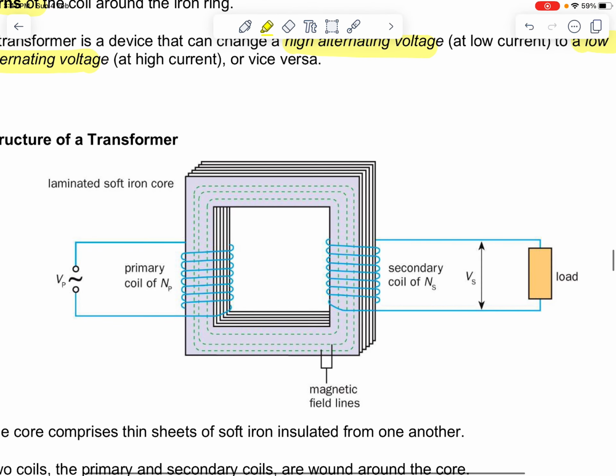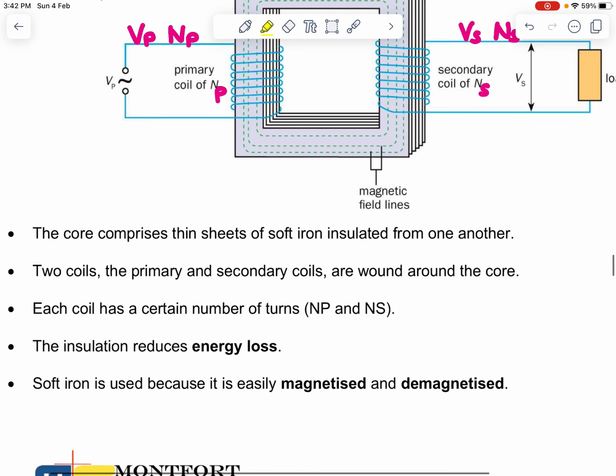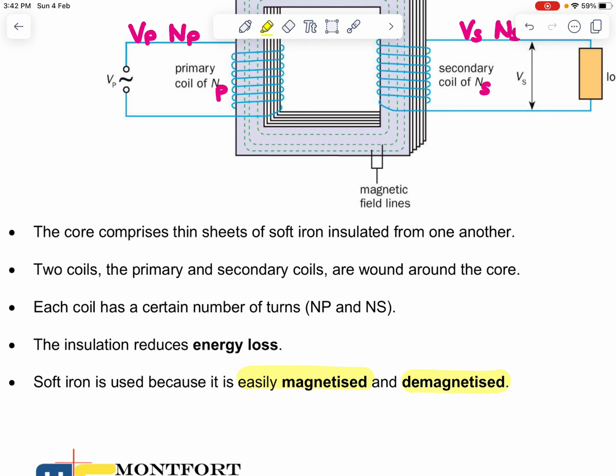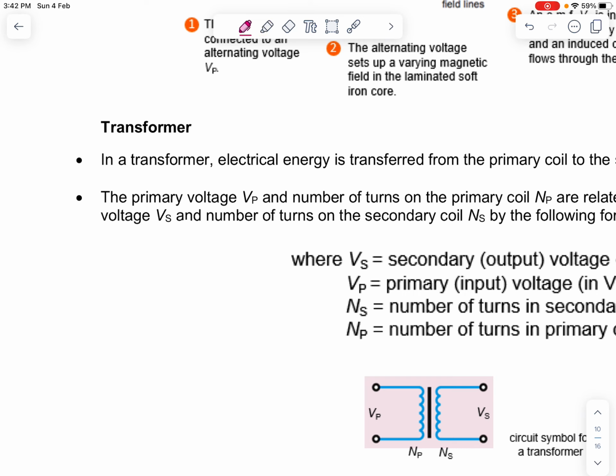This is an illustration of how a transformer looks like. First, you have the primary coil, denoted by small p, and secondary coil denoted by small s. The number of turns of the primary coil is given by Np and Ns for the secondary coil. The voltage for the primary coil is Vp, and Vs for the secondary coil. All these are coiled around a laminated soft iron core, because a soft iron core is easily magnetized and demagnetized. Now let's look at the formulas for a transformer.